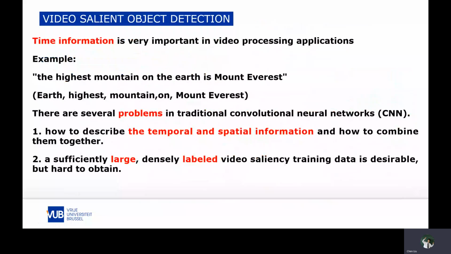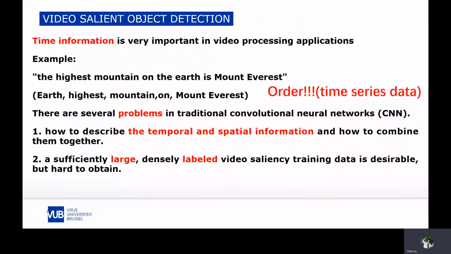Therefore, we need to build a neural network model with memory ability to process the signals that need to understand the context meaning, that is, time series data. So the order is very important. That means the time series data.